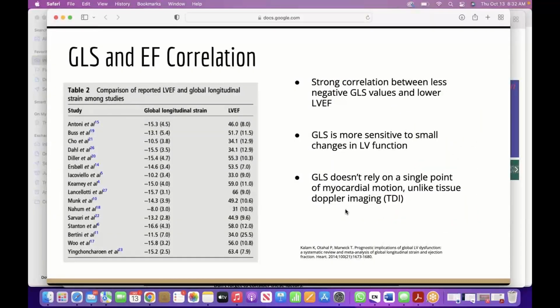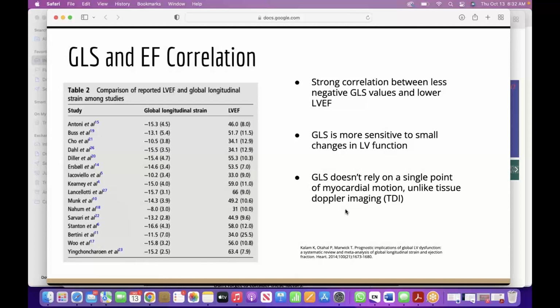I think what's also interesting about global longitudinal strain and EF correlation is that they do correlate very, very well, but GLS is more sensitive to very small changes in LV function, which might explain its helpfulness in patients receiving chemotherapy, where we need to catch LV dysfunction fairly early. One of the strengths is that it also doesn't rely on a single point of motion.